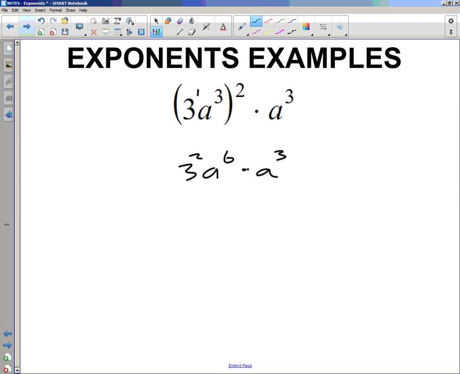So we are multiplying out an a to the sixth and an a to the third. When we multiply, we should be adding the exponents. That's going to become a to the ninth. And then that 3 squared, let's just go ahead and call that a 9, and then we'll be done with this one. So pretty quick, simple problem there.